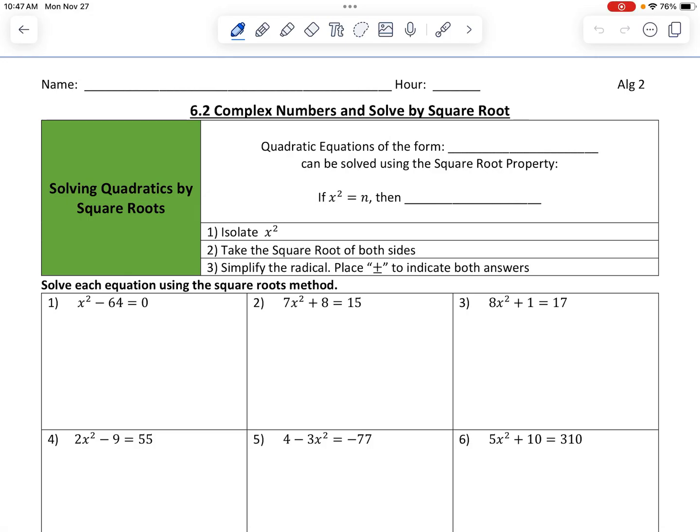All right, we are covering section 6.2 today. This is over complex numbers and how we will solve by square roots. To start, we're going to start with solving quadratics using square roots.